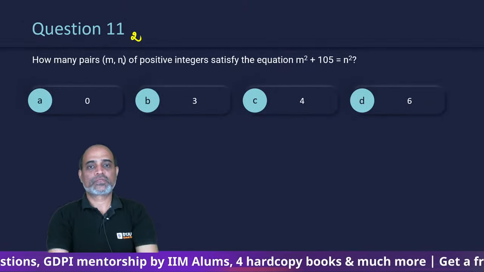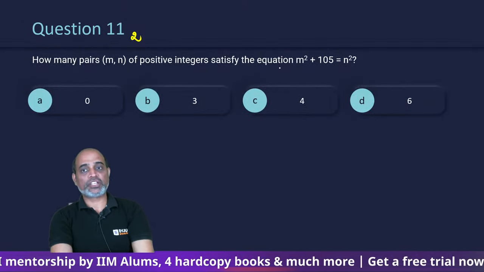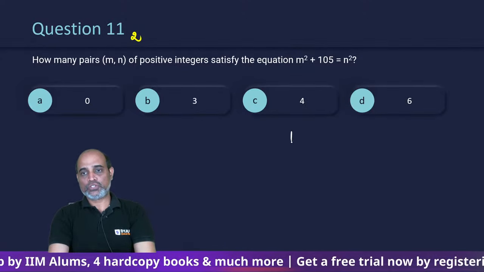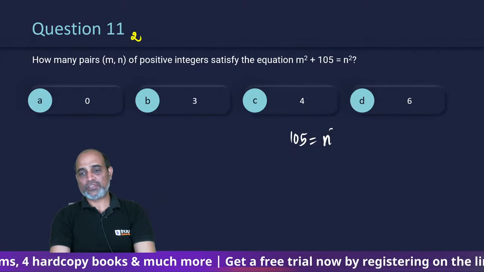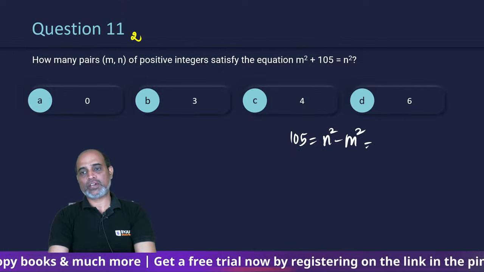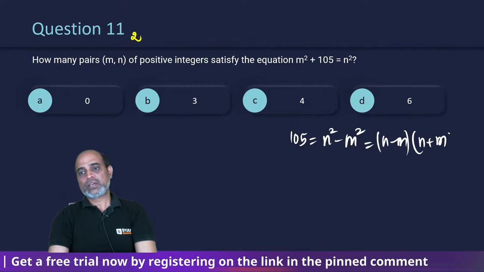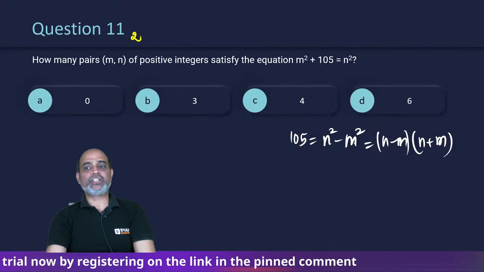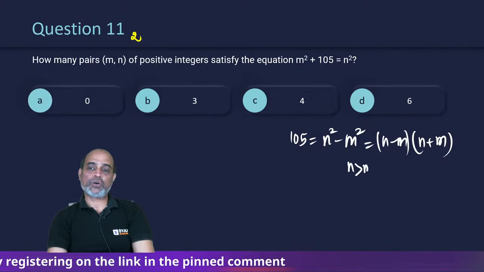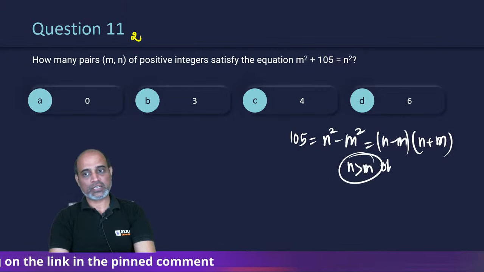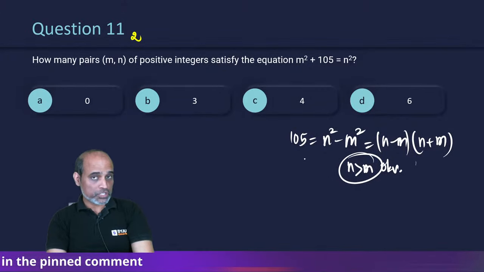Next one. How many pairs of positive integers satisfy this? So you can rewrite this as 105 is equal to n square minus m square, which gives us n minus m into n plus m. Since n and m both are positive integers, तो n जो है वो m से बड़ा होना चाहिए. ये obvious चीज है, नहीं तो negative हो जाएगा.